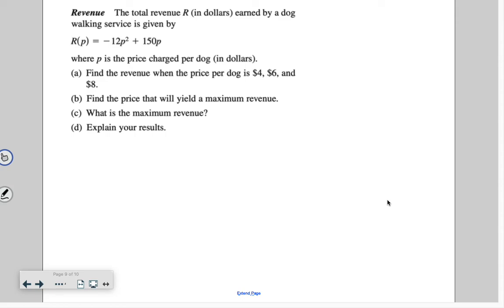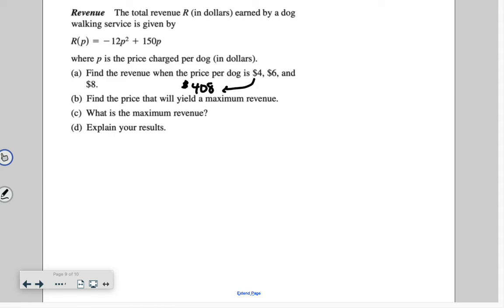Find the revenue. Find the amount of money if you were to charge $4 per dog. If you take 4 and plug it in, what do you get for an answer on that one? Somebody do that for me, please. It should be like $400 and something. If you plug that 4 in and see what you get. It's like 412, 408, something in that vicinity. Yeah, 408. Is that what it is? 408? Okay. So if you charge $4 per dog, you get $408 in revenue coming in.